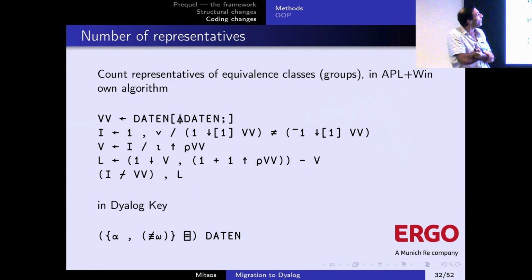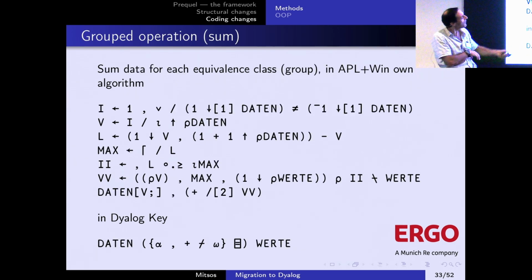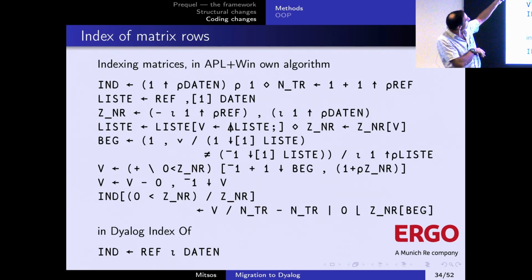This is an example that was the kernel of an old algorithm that counted the representative of equivalence classes, and of course it has been replaced by a call to key, or the same thing with grouped summing, again key. This was a longer algorithm that did the indexing of rows of matrices in APL+Win, and now the primitive does this.